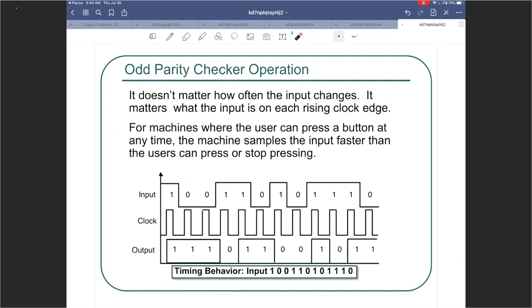Let's move on. So the things that we talked about are summarized over here. It doesn't matter how often the input changes, it matters what the input is on each rising clock edge. But an underlying detail is that the clock is the only way to make sure that the output is actually doing the correct thing, right? Like the odd parity checking, I have to make the clock rate much faster than the input, faster than the users can press it or stop the pressing. So the clocks are much faster than the slow inputs. If I'm taking care of the clock rate, making it fast enough, then I'll be getting the correct output, even though I'm just looking at the input at that clock edge time.